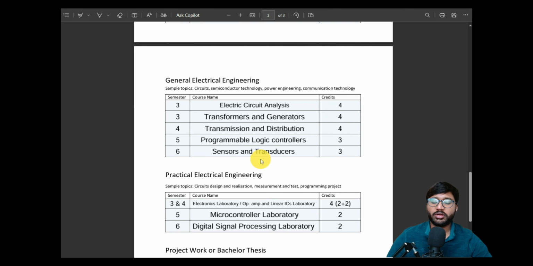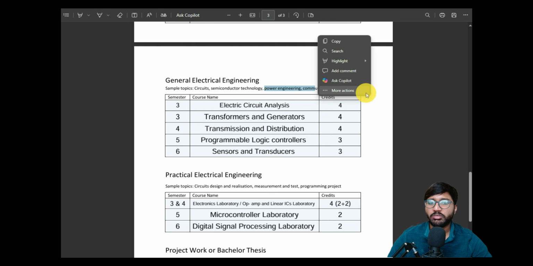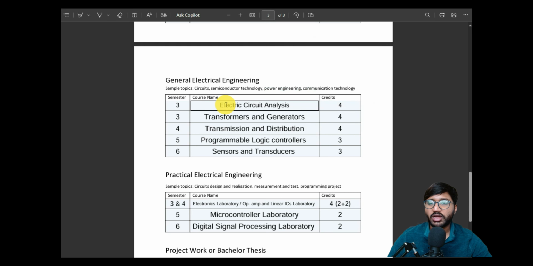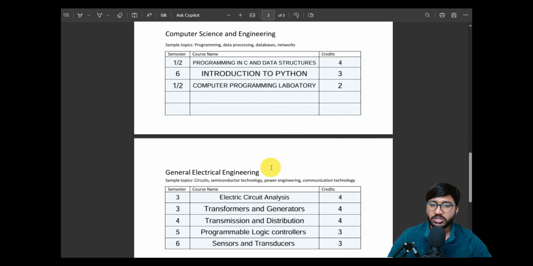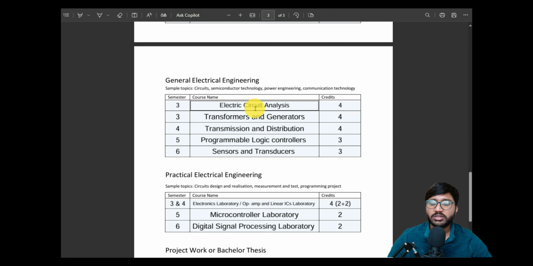Then general electrical engineering, so these are the things that are usually electronics, which is circuits, semiconductor technology, power engineering, communication technology. So here we have done electric circuit analysis, because here it is analog electric circuits that we are designing, and you will study how to analyze the circuits, nodal analysis and other basic things. It is a foundation level course which you need in order to pursue your electronics or embedded system design or development.